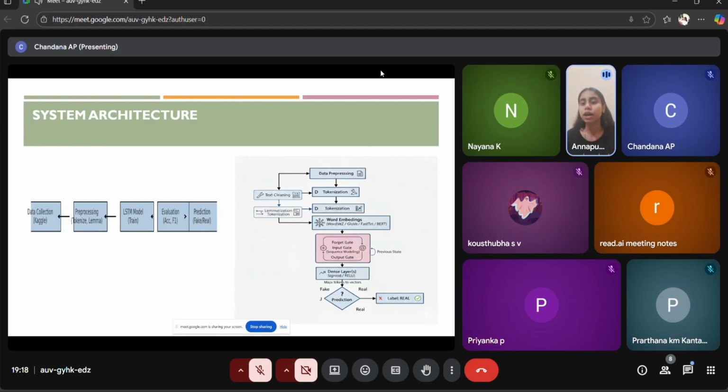After training, we evaluate the model's performance using accuracy and F1 score. And finally, the system predicts whether a new article is fake or real. In short, this architecture represents the entire pipeline from data collection to prediction, ensuring an accurate and automatic fake news detection process. And the rest will be continued by my teammates.